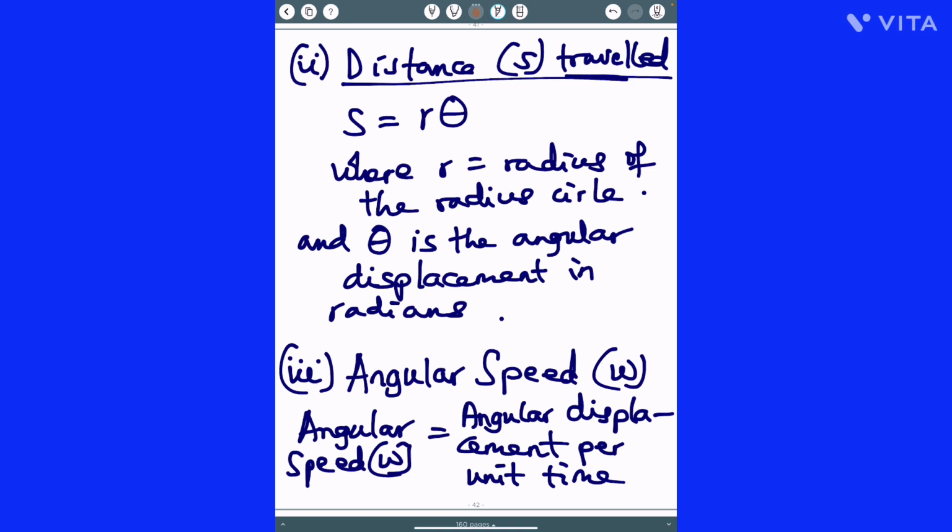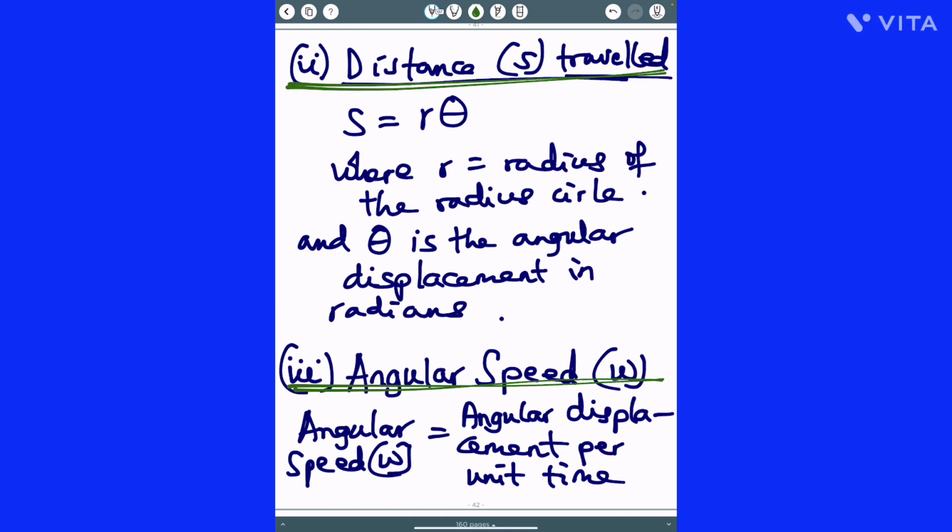Next is angular speed. Let's take the next parameter, angular speed. I'm sorry I didn't underline this. I should underline my titles. Let me do this well too. You use your ruler to underline your headings. Very important. Let's go to angular speed.